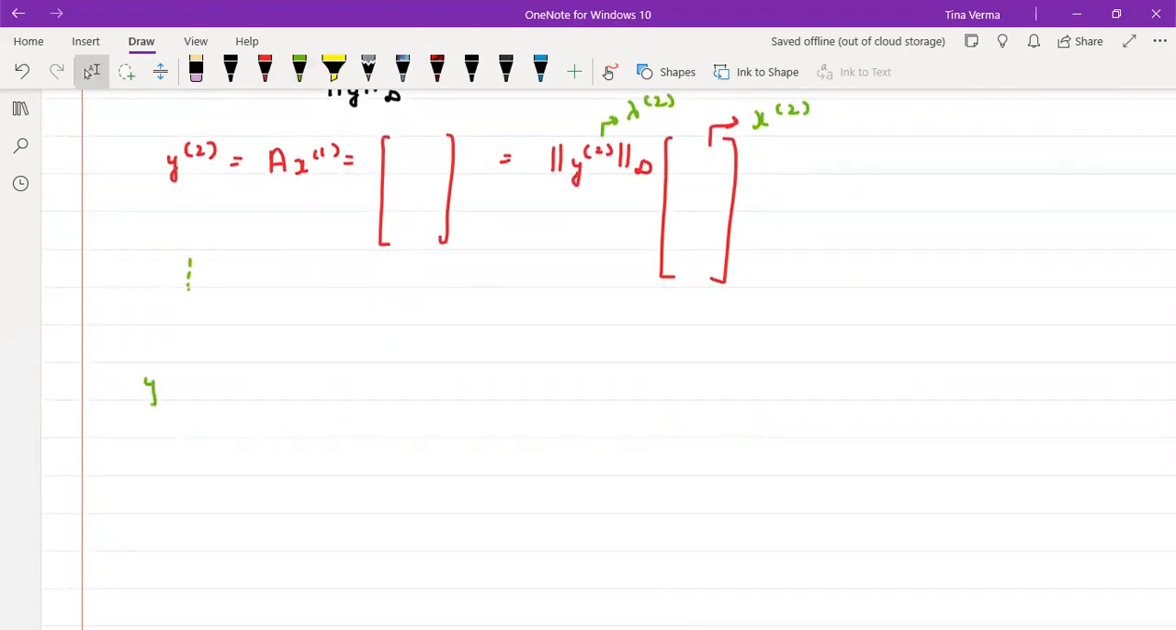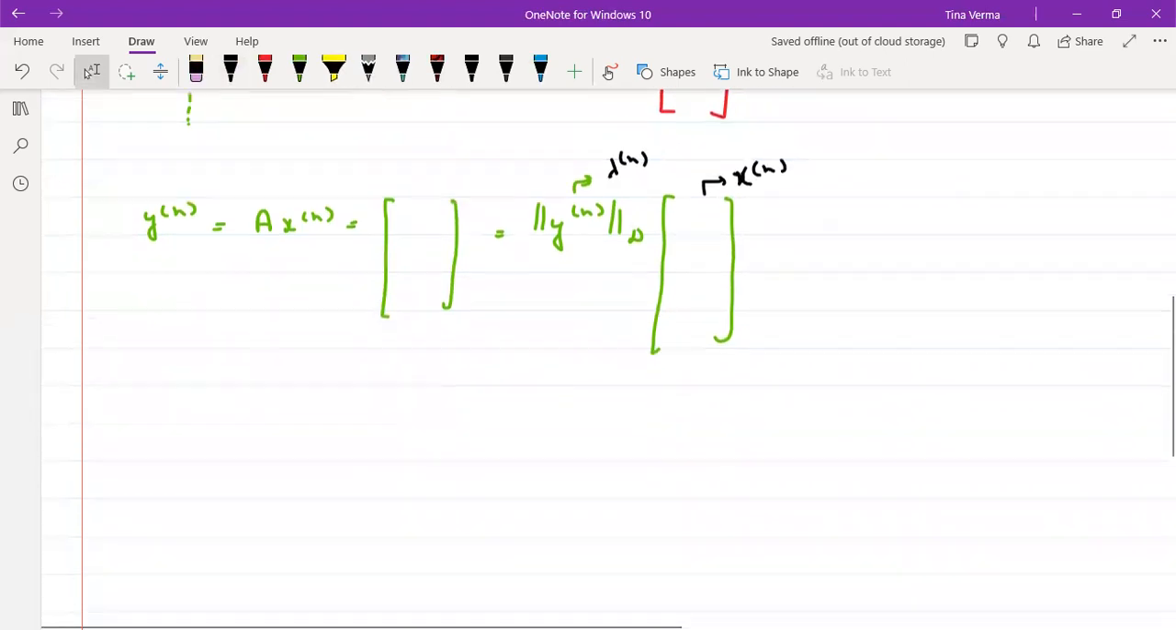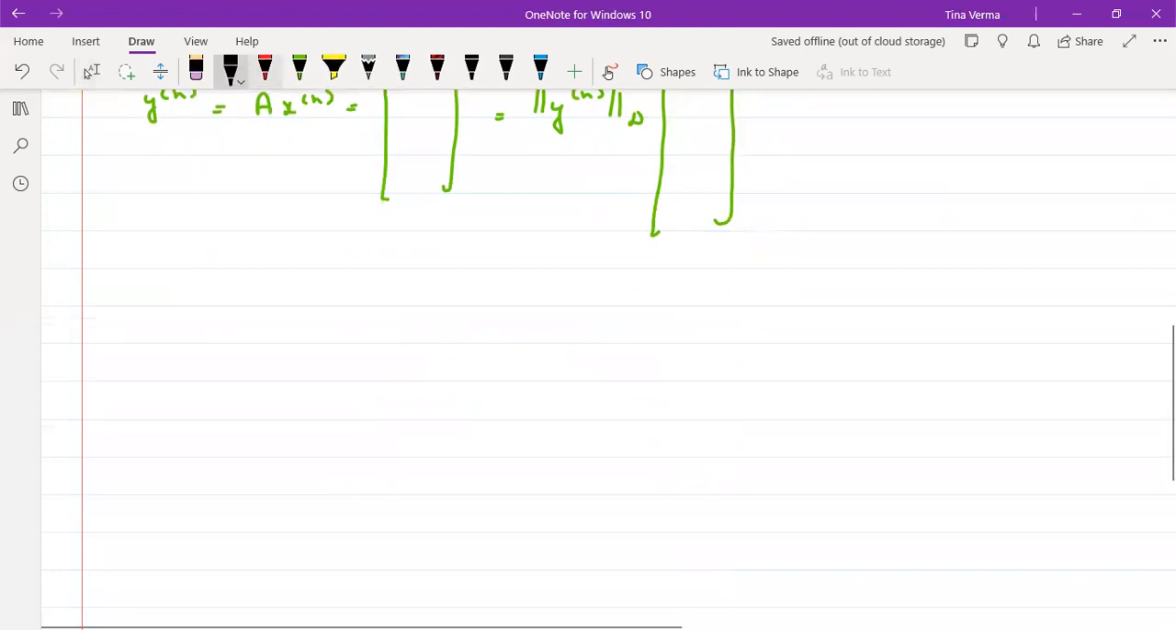Continuing this way, if we have to perform n iterations, what we will have is A x n, that will be my resultant vector. I'll take out the norm outside, so that will be your nth iteration for your eigenvalue and vector. So this will denote your nth iteration of the eigenvalue, and this will denote your vector, that will be your eigenvector, right? Continuing this way, like we have already done.